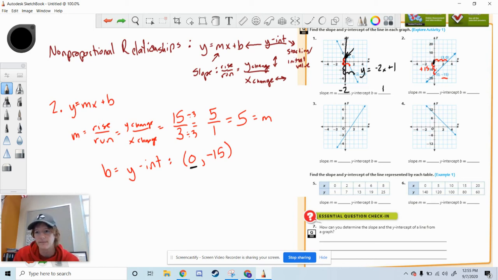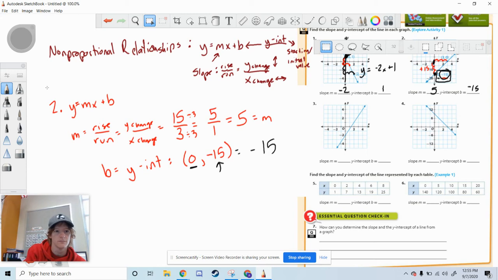So this line crosses right here at 0, negative 15. So if you have this point that starts with 0, your y-intercept is given to you right there. So the y-intercept is negative 15, and the slope is 5. So our equation is y equals 5x minus 15. Moving on.